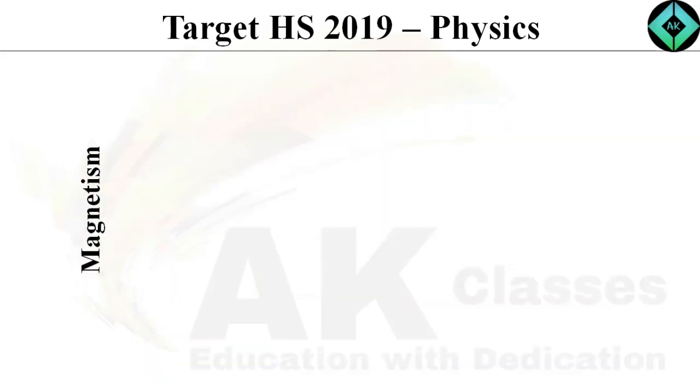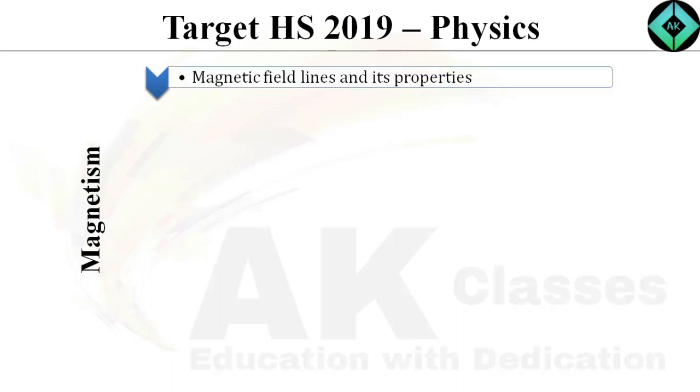In this unit, we have an additional chapter called Magnetism. A 1 or 2 marks question may be asked from this part in your final examination. First, study the magnetic field lines and their properties. Remember the point that magnetic monopoles do not exist.